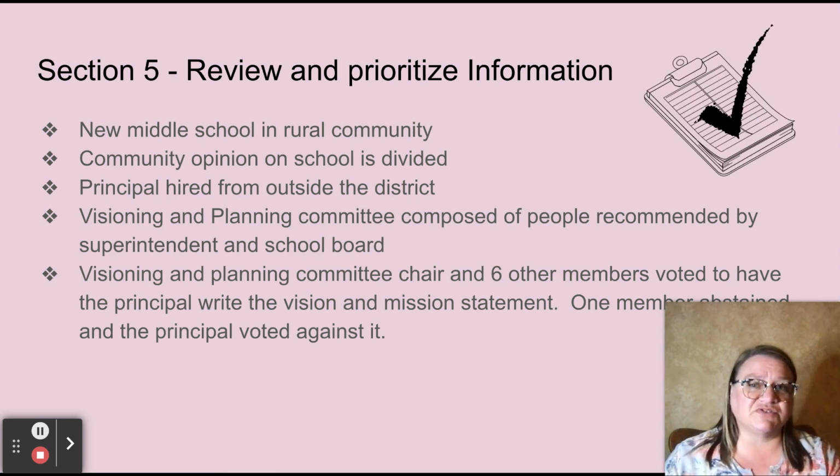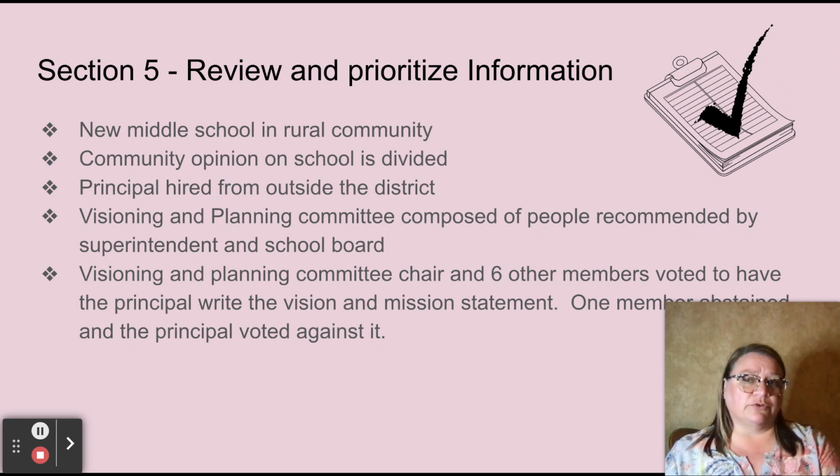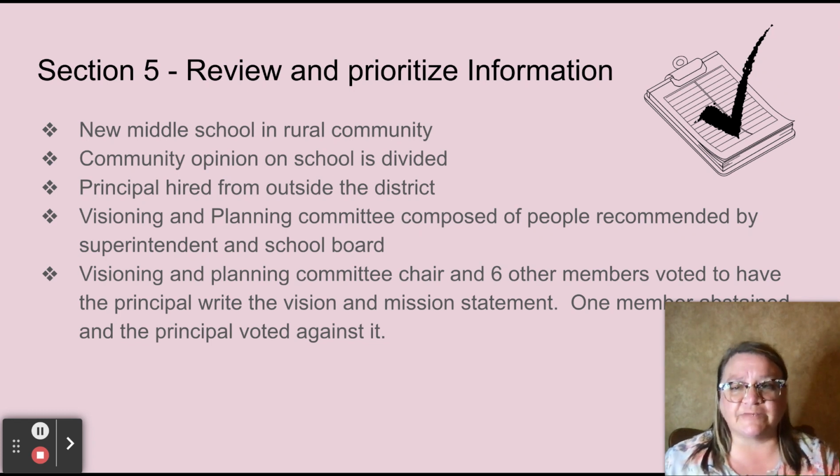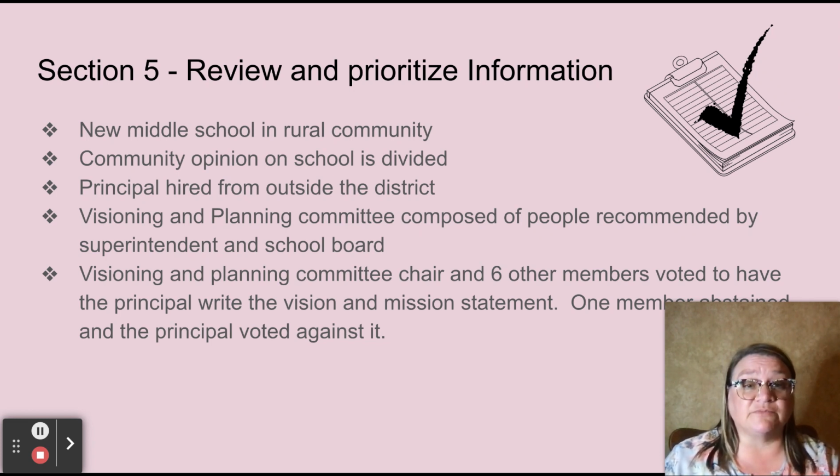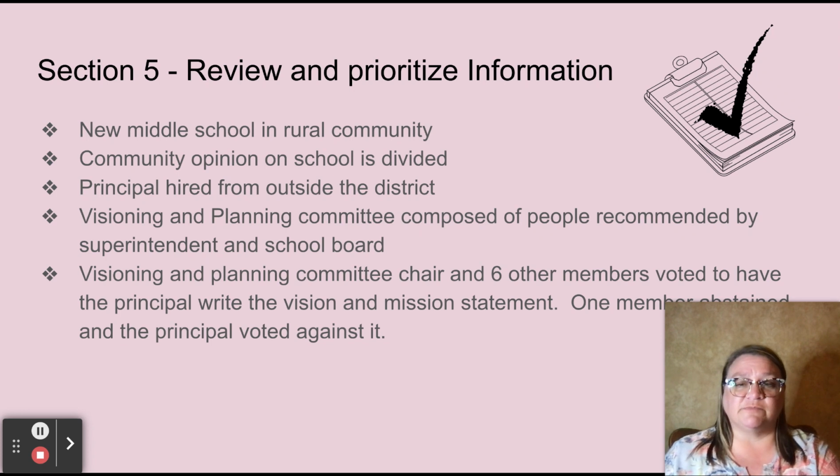Section 5 was to review and prioritize the information. So there's a new middle school in a rural community. Community opinion on the school is divided. The principal has been hired from outside the district. The visioning and planning committee is composed of people who were recommended by the superintendent and the school board. The visioning and planning committee chair and 6 other members have voted to have the principal write the vision and mission statement. One member abstained from the vote and the principal voted against it.